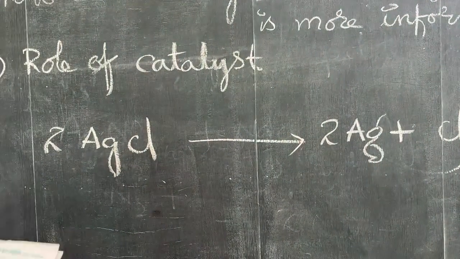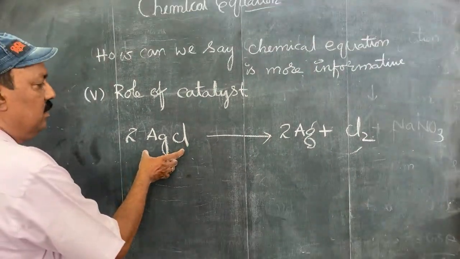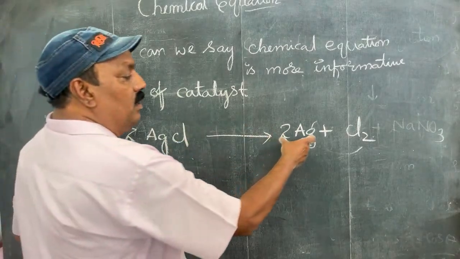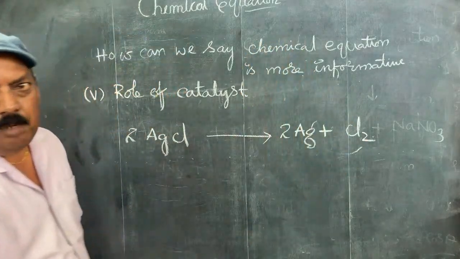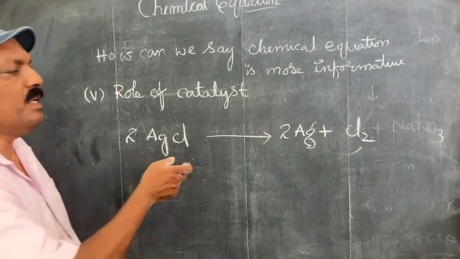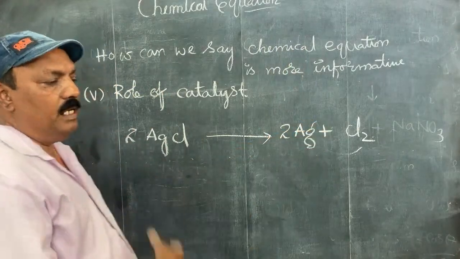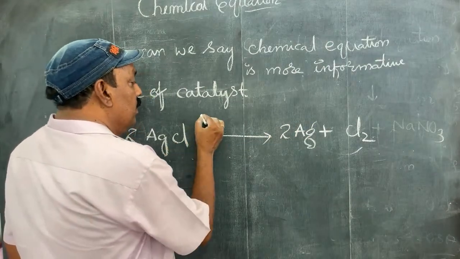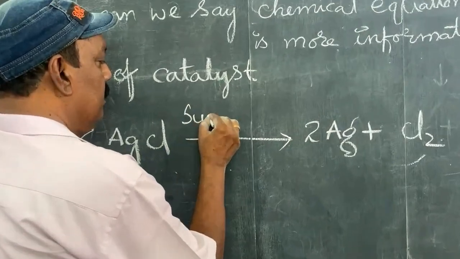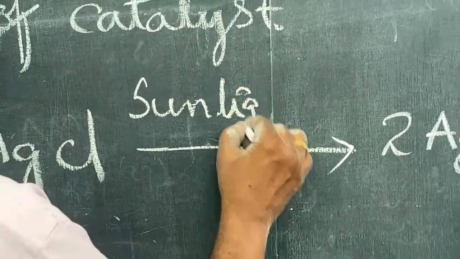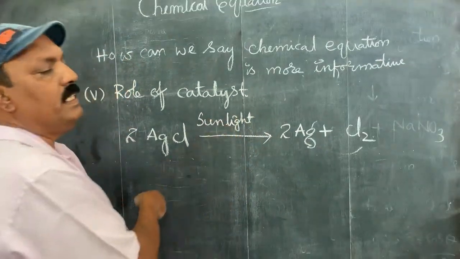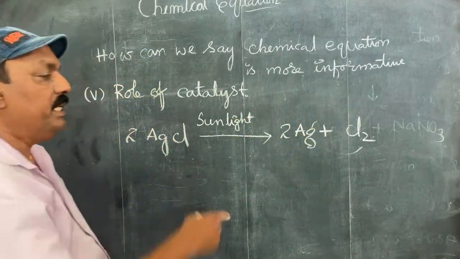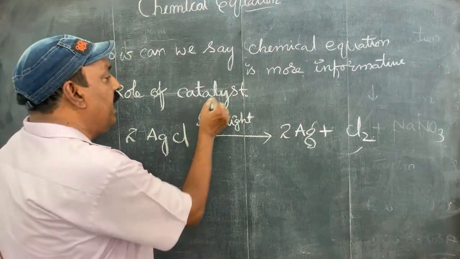Here the silver chloride is going to be decomposed into silver and chlorine. This is what we call chemical decomposition: one compound splitting into two or more chemicals. How is this possible? In the presence of sunlight. Sunlight is changing the silver chloride into silver and chlorine separately, splitting into two forms. So sunlight is called the catalyst here.